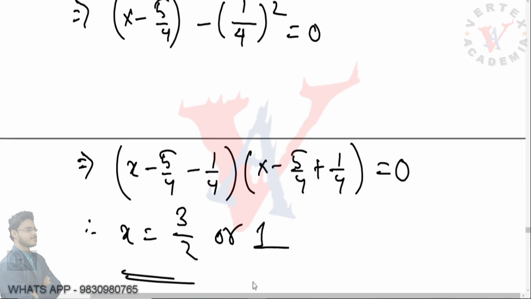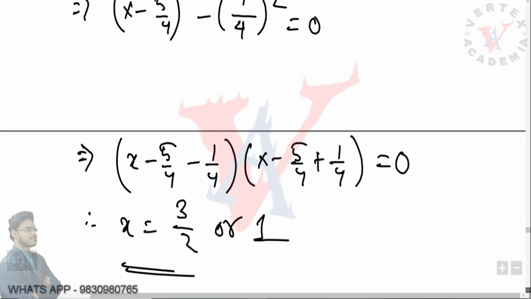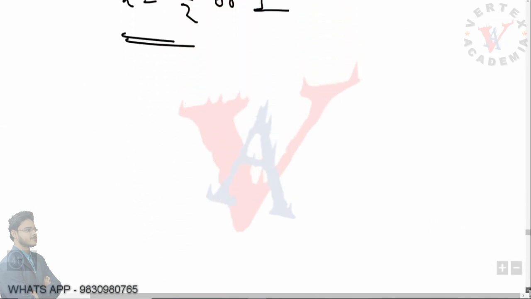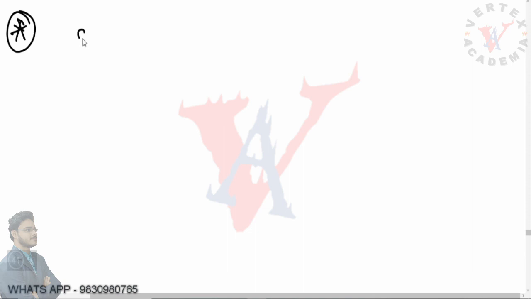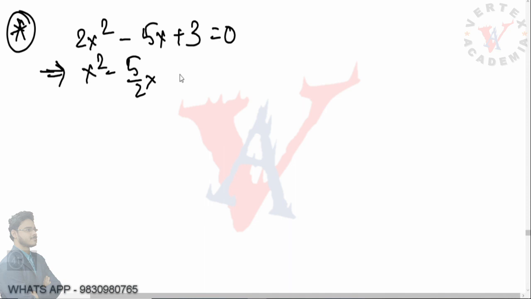So I hope this is clear how to deal with the completing the square method. Now comes the short trick. For example, take the same one, 2x square minus 5x plus 3. So after you take the 2 common, you get x square minus 5 by 2x plus 3 by 2 equals 0.